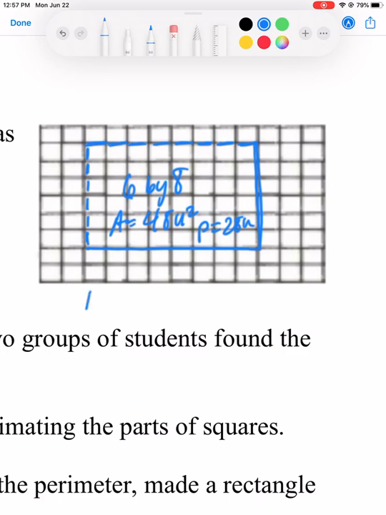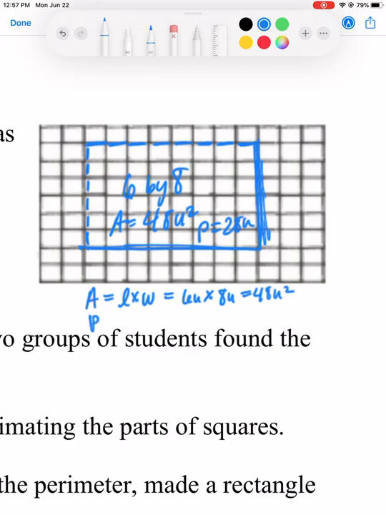Okay, as a review, we can go ahead and find the area by doing the length times width, which in this case is 6 units times 8 units. 6 units this way, 8 units this way. That area is greater than 45.